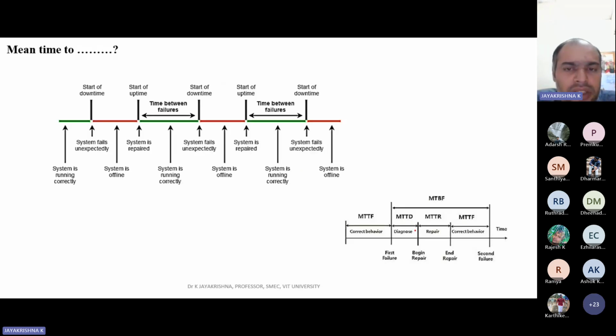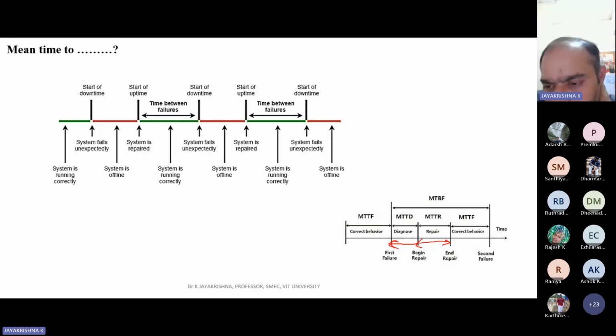Okay. So now you can understand with this simple diagram what the mean times are. Mean time to failure is the time taken between two failures. After this, you're diagnosing. So you have the mean time to diagnose, mean time to repair, and mean time to failure again. So this is what you have got. So what do you call this?